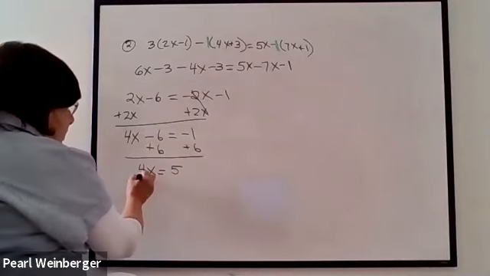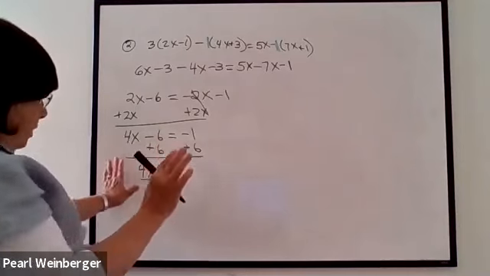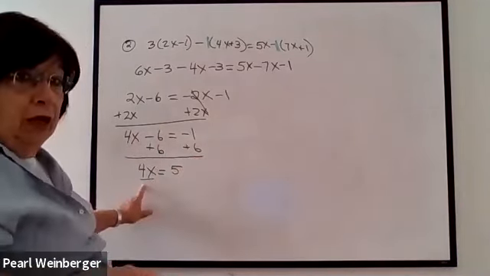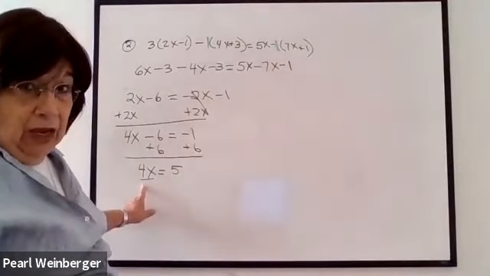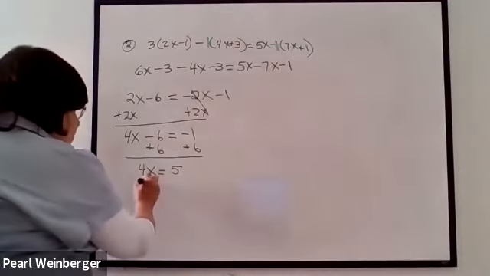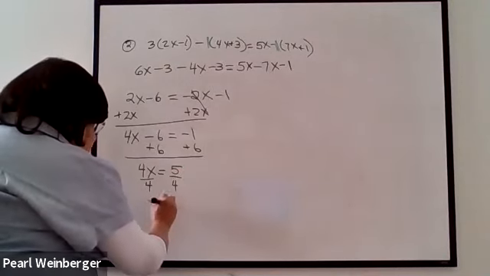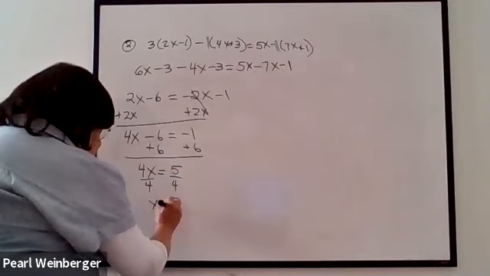And my last step is always, when I have only x's on one side and only numbers on the other side, to divide by the coefficient, the number that's in front of the x. So I'm going to divide everything by 4. And that gives me my answer, x equals 5/4.